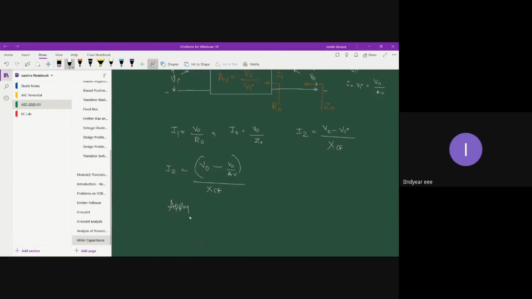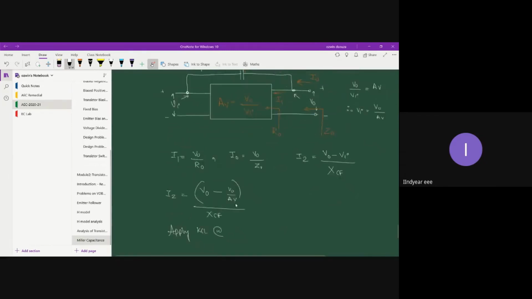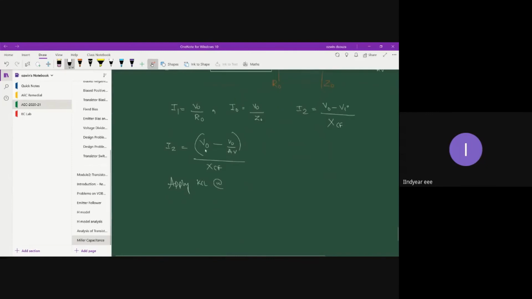Then apply KCL at node A. So you would get I naught is equal to I1 plus I2. I1 is V naught by R naught, plus I2. You have a simplified expression. So what I will do, I will take out V naught outside the bracket. If you take V naught outside the bracket, you are left with 1 minus 1 by AV divided by XCF. So take this as your equation 1.